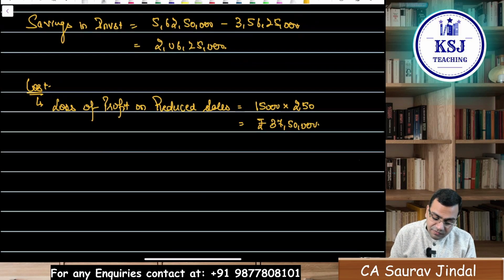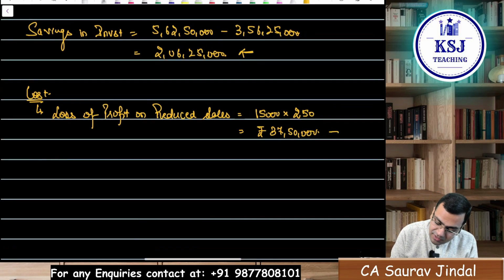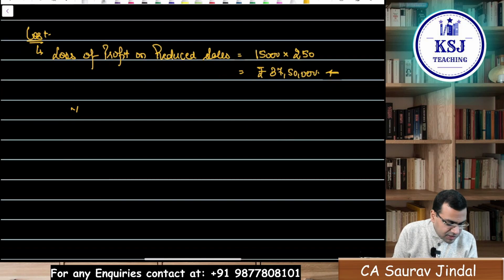Now what they are asking is, to get this savings, this is the cost that you have to bear. What is the percentage annualized cost?